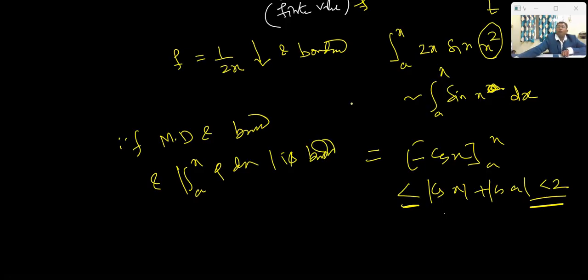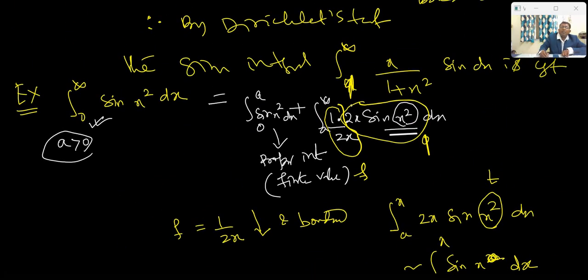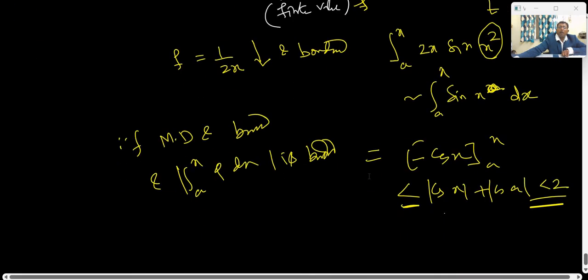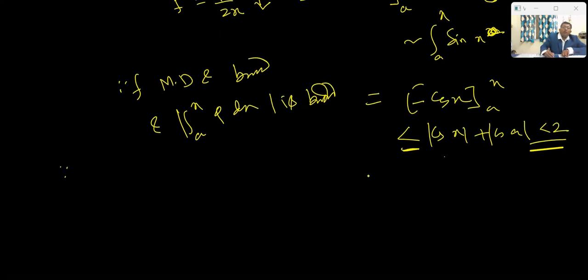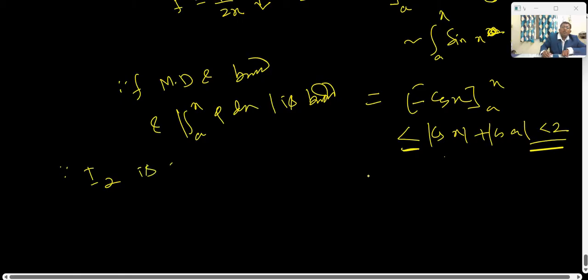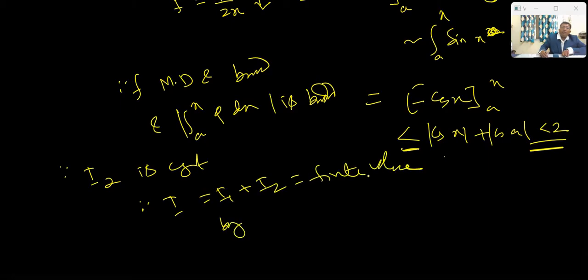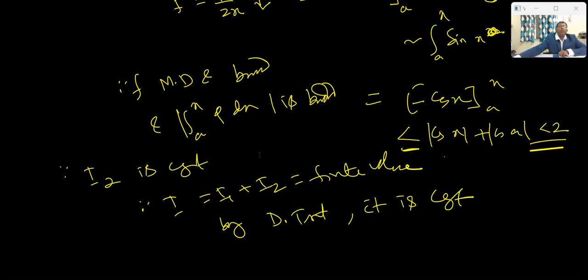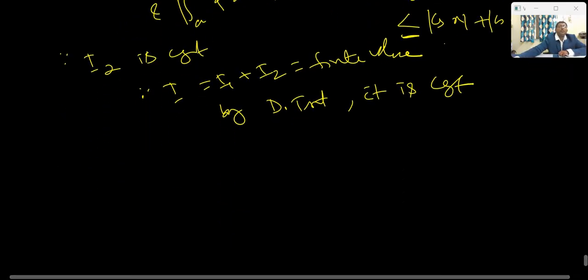So therefore, let this first integral be my I1 and let this be my I2, right? So my I2 is convergent here. Therefore the original I, which is I1 plus I2, gives you a finite value, right? Finite value. So by Dirichlet test, it is convergent.